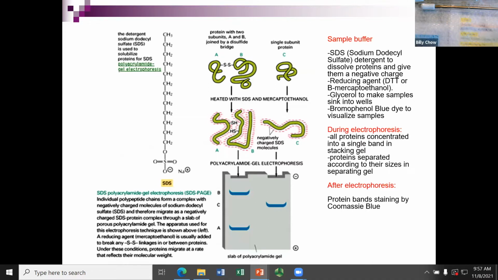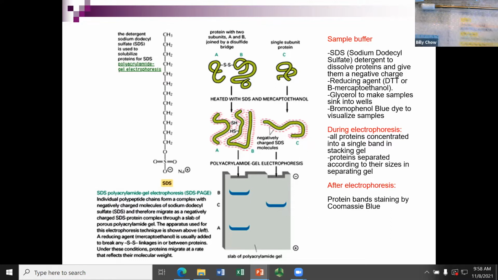Okay, so this slide illustrates how we can perform reducing, non-reducing, denaturing, non-denaturing gels. The first thing is SDS. It's called SDS-PAGE if you put in SDS in the sample buffer. So SDS, sodium dodecyl sulfate, has a structure like this. You see the carbon aliphatic chain, and then there's a sulfate group, and then a sodium ion here. And so dodecyl sulfate is negatively charged.